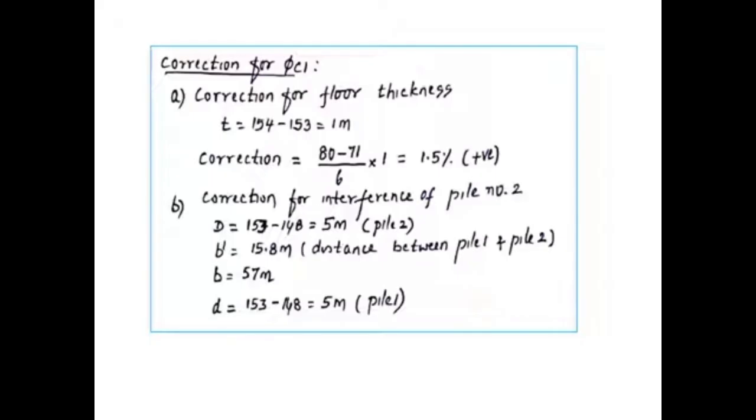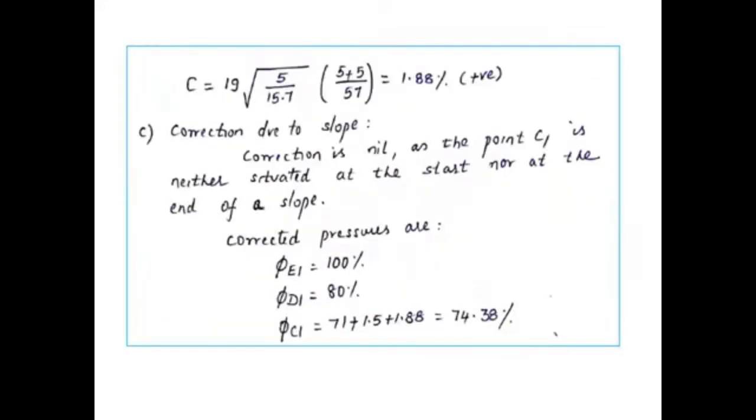Similarly, the correction for the interference of pile 2 can be applied. D is the pile 2 depth, which is 153 minus 148, because we are applying the corrections at 153 level. So it is not 154 minus 148, it is 153 minus 148. The distance between piles 1 and 2 is 15.8, and the total floor length is 57, and the depth of pile 1 where we have to find the effect is 153 minus 148, which is 5. Since the intermediate pile has an effect on this, the water heads up at the back side and pressures will be more, so it has to be 1.88. That means this correction 1.88 is positive.